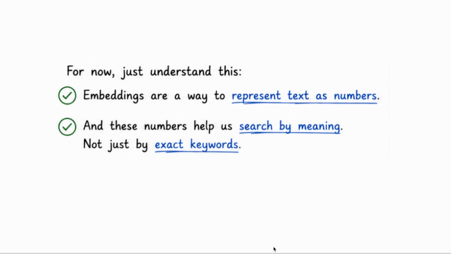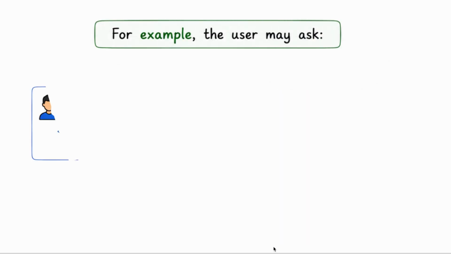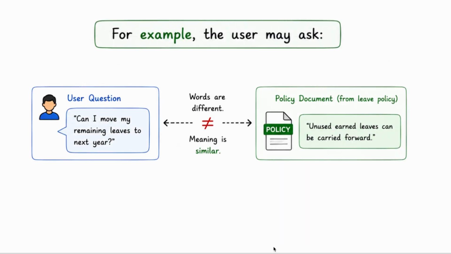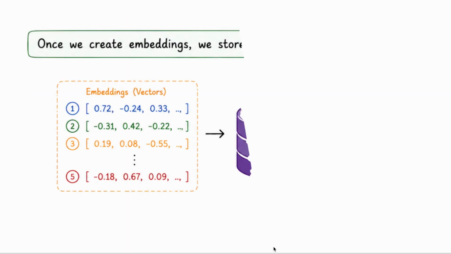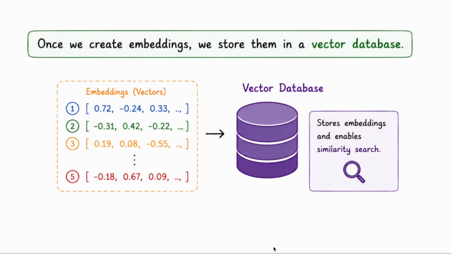Embeddings are a way to represent text as numbers, and these numbers help us search by meaning, not just by exact keywords. For example, the user may ask, can I move my remaining leaves to next year? But the policy document may say, unused leaves can be carried forward. The words are different, but the meaning is similar. Embeddings help the system understand this similarity.